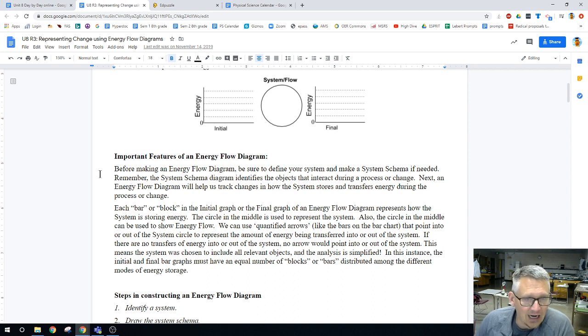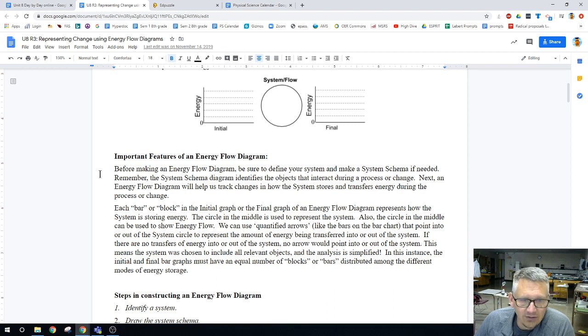Each bar or block in the initial graph or final graph of the energy flow diagram represents how the system is storing energy. The circle in the middle is used to represent the system. Also, the circle in the middle can be used to show energy flow. We can use quantified arrows, like the bars on the bar chart, that point into or out of the system to represent the amount of energy being transferred into or out of the system.